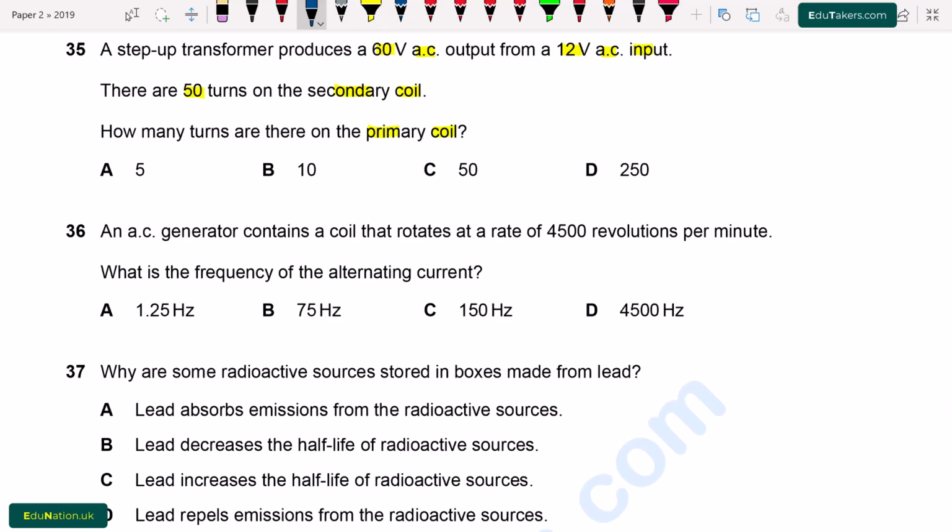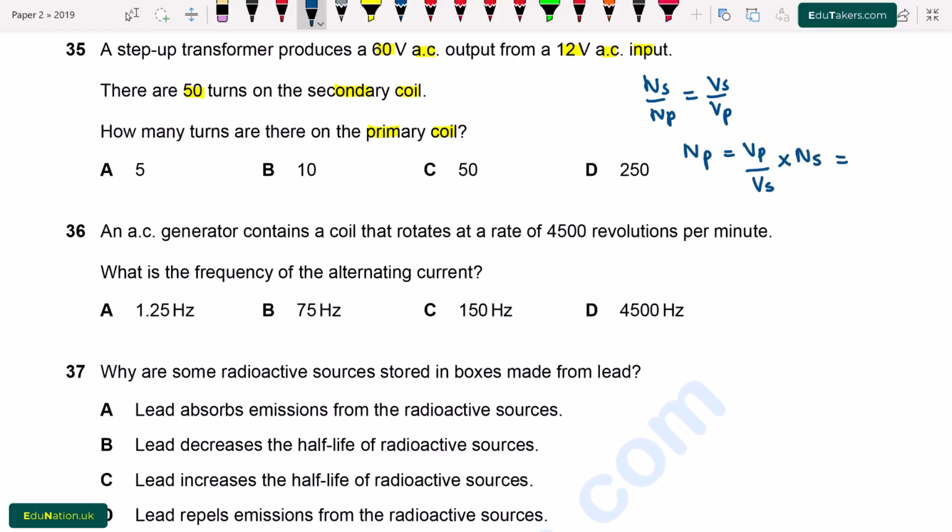In the transformer, the ratio of the number of turns will be equal to the ratio of the voltage. I write here Ns over Np, which is the turn ratio. It will be equal to Vs over Vp. Here we have to find out the value of Np. So I write here Np will be equal to Vp over Vs multiplied by Ns.